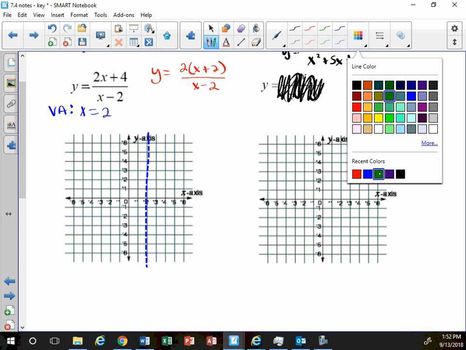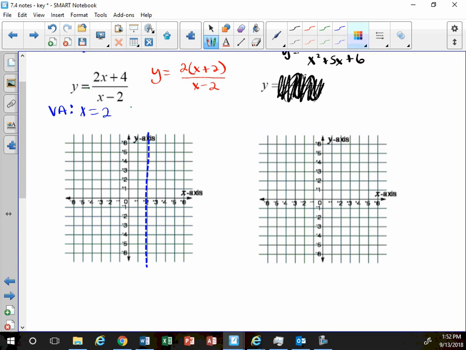Next piece is the horizontal asymptote. Horizontal asymptote deals with the top heavy, bottom heavy, or equal. So what I want you to do is look at the highest degree term of your numerator and the highest degree term of your denominator. What do you think? Top heavy, bottom heavy, or equal? Equal. When they are equal, they're both first degree. The coefficient's bigger on the top, but the exponents are the same, right? When they're equal, all you have to do is divide those leading coefficients. So I'm just taking 2 divided by 1, which is 2.